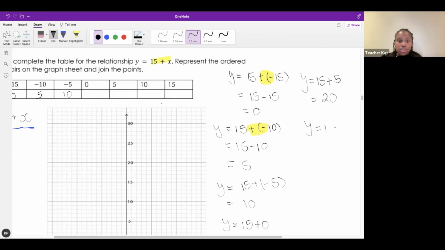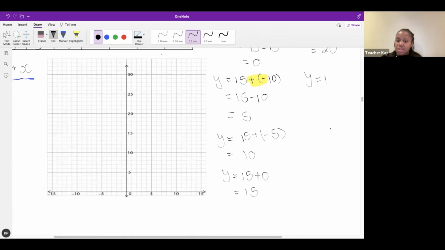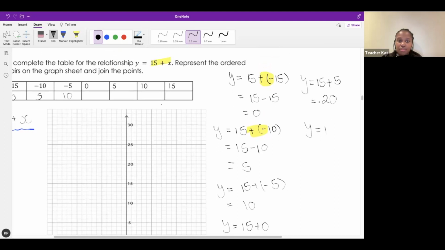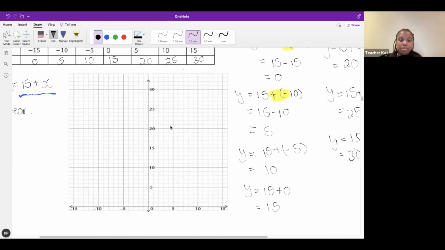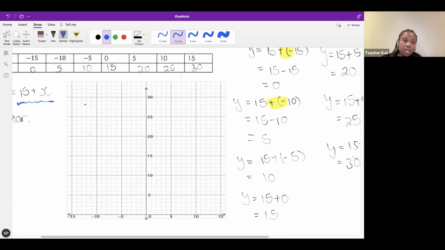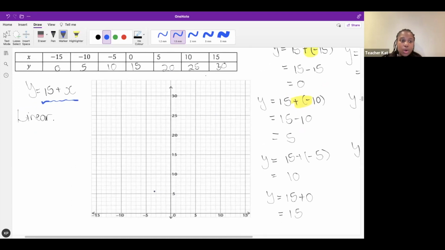y equals, what did I skip? I skipped something. So I said 15 plus 0, 15 plus 5, 15 plus 10, that's 25. And the last one was 15 plus 15, which will give me 30. Okay, so it's 10, 15, 20, 25, and 30. So before we even plotted this, we knew that it would be a straight line graph.